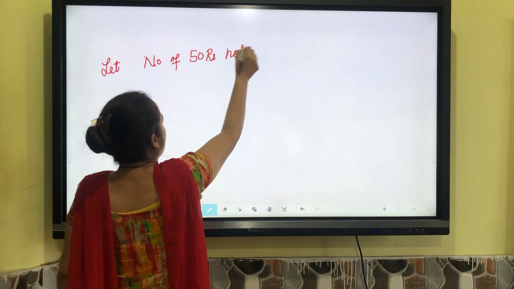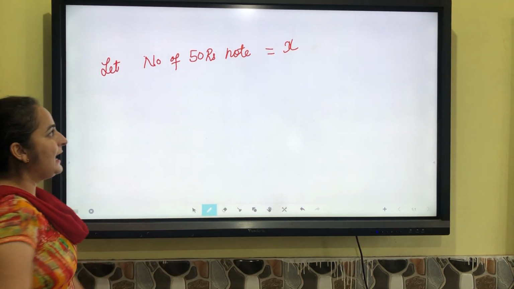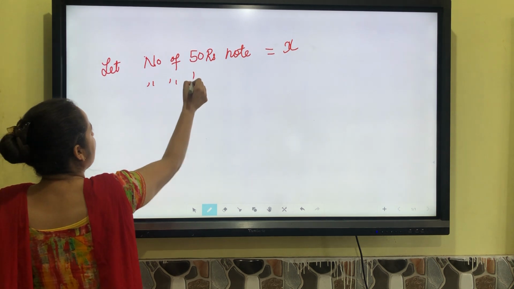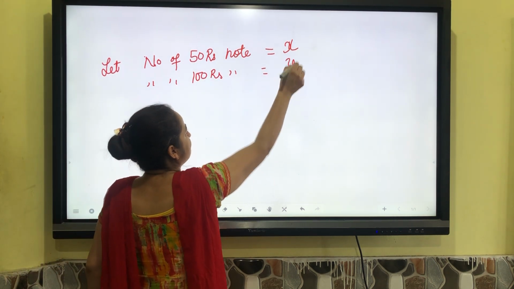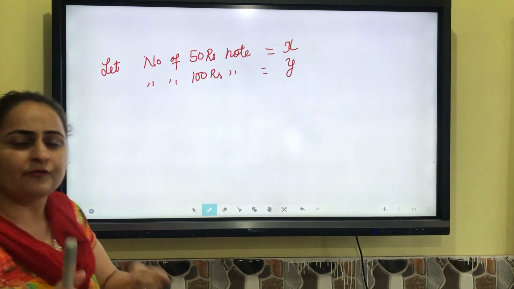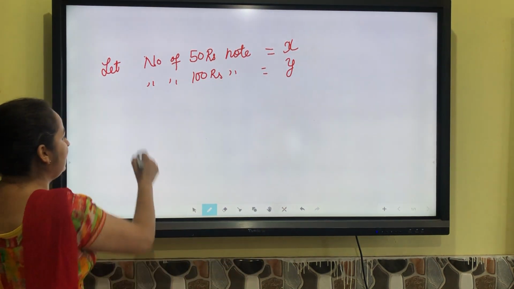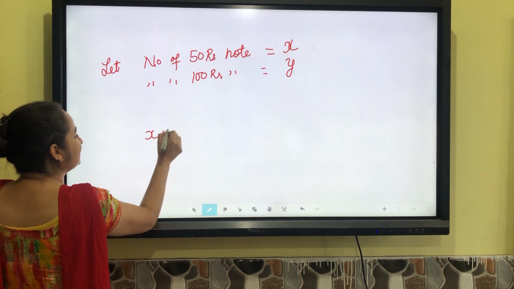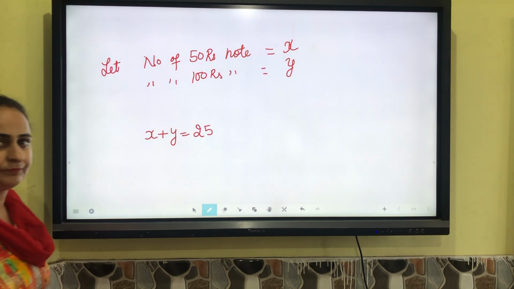Because you don't know how many notes are there in your purse, you say, ma'am, X notes. And what is the number of 100 rupee notes? Again, you don't know the number of 100 rupee notes, therefore you say, ma'am, Y. But I am telling you that the total number of notes in your purse is 25. Then you reply, the total notes means X plus Y is equal to 25.